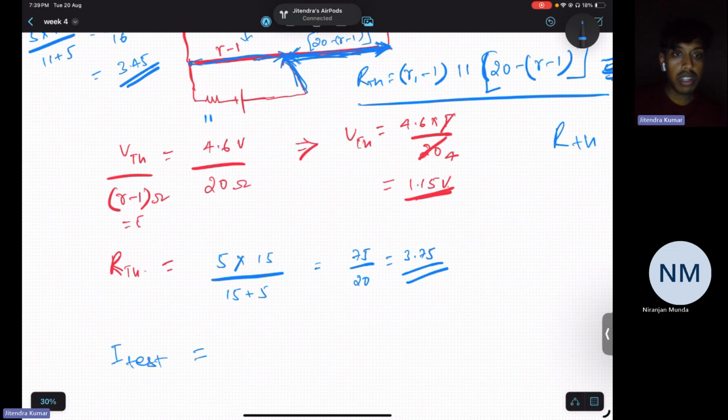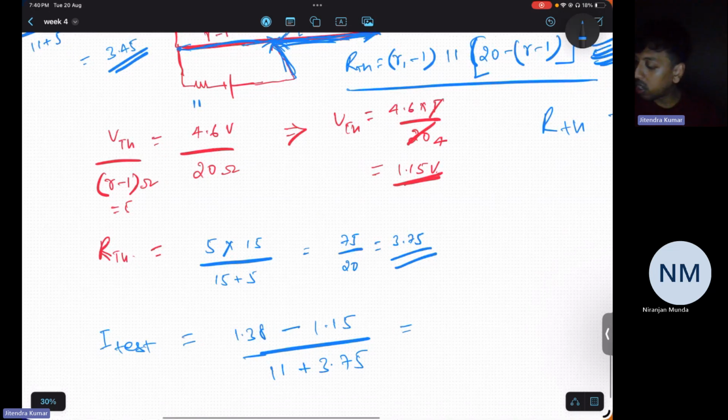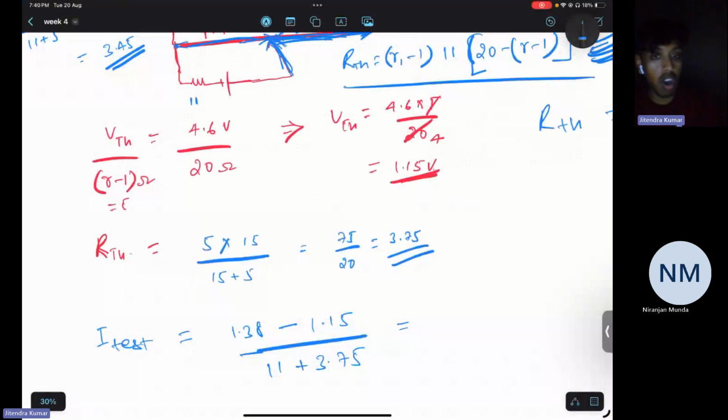Yeah, so our test cell voltage was, how much? 1.38, I guess. 1.38 minus VTH, which we have calculated as 1.15, divided by our test, which was 11 plus RTH, is 3. So this value will come out to be a positive value. When we are shifting our potentiometer jockey towards the left-hand side, we are observing that this value is positive. How much positive, I'll let you know by calculating it.